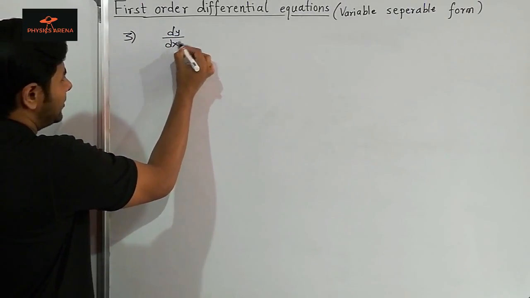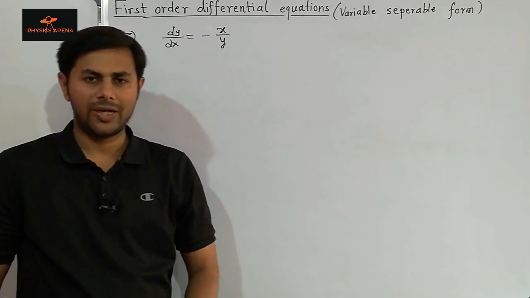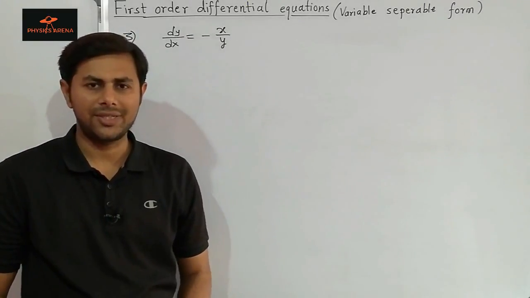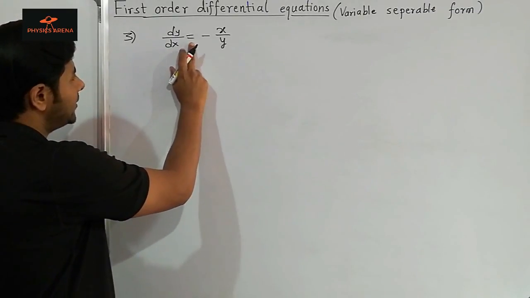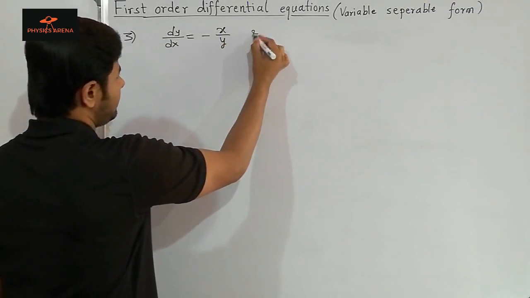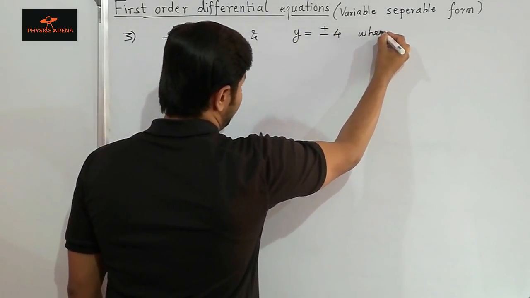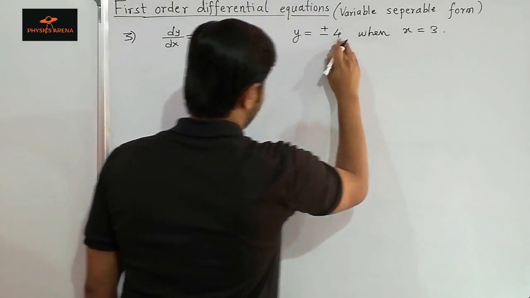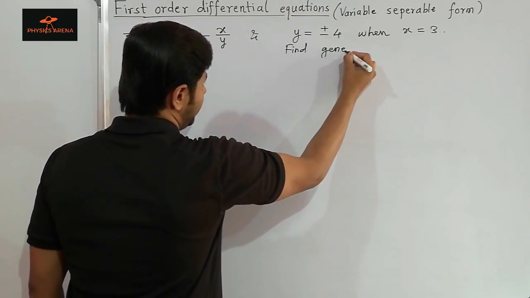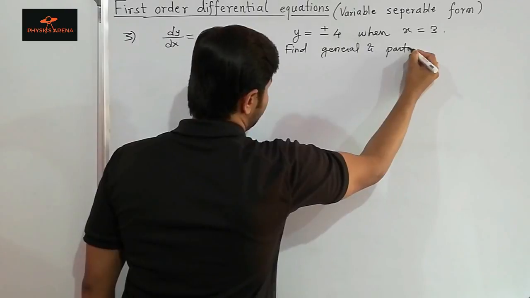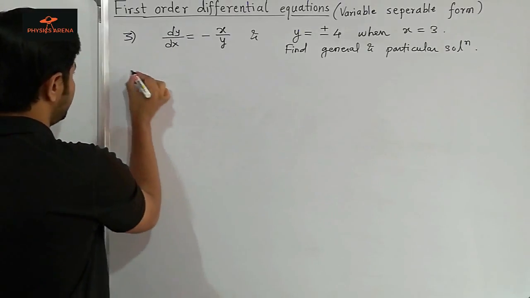Okay, now let's have problem number 3, dy by dx equals minus x over y. Remember, we had found this equation in the last lecture from the equation of a circle. So we have dy by dx equals minus x over y, and y equals plus or minus 4 when x equals 3. Find the general and particular solution for this differential equation.